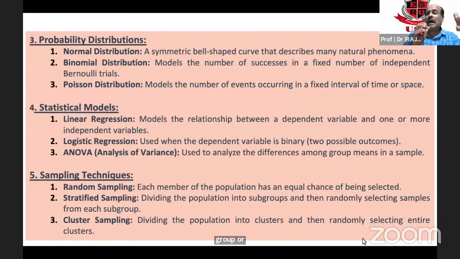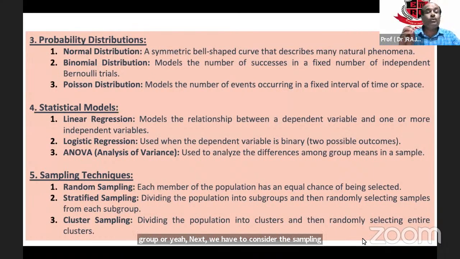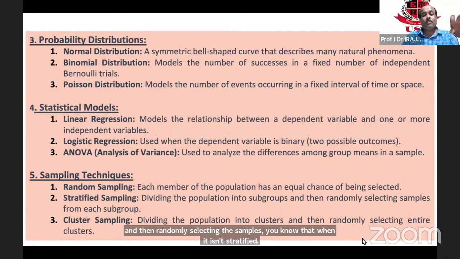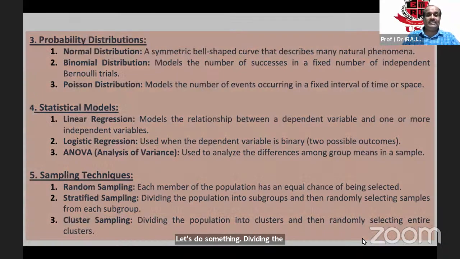Next, we have to consider that sampling techniques matter a lot for quantitative analysis. You have to have random sampling. When random sampling is used, there is an equal chance of being selected from the population, so it gives homogeneity. Next is stratified sampling, dividing the population into subgroups and then randomly selecting the samples. Cluster sampling means dividing the population into clusters, then randomly selecting them.